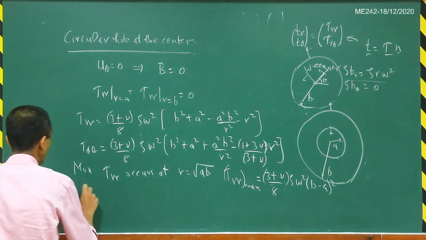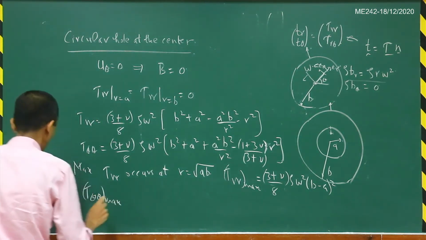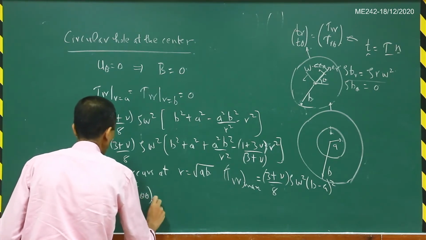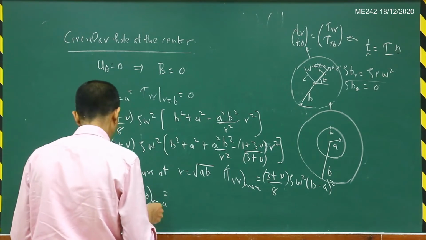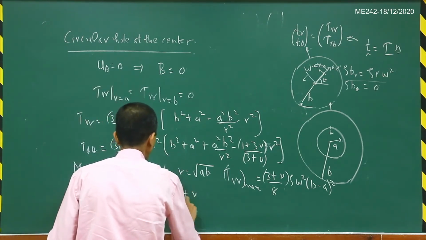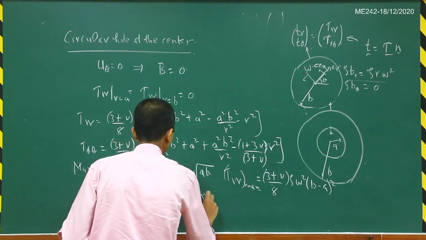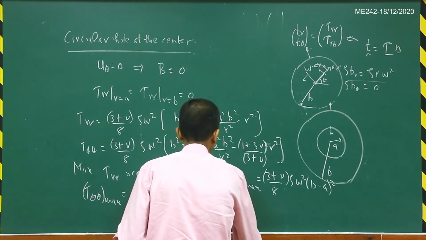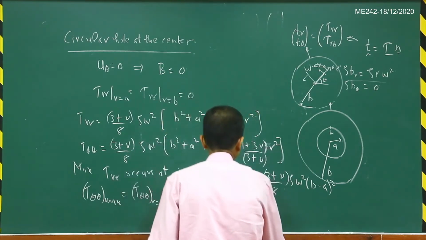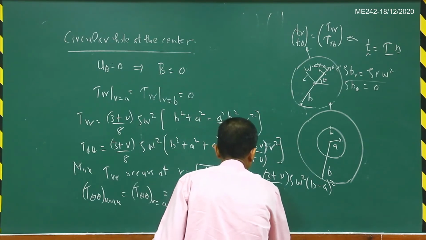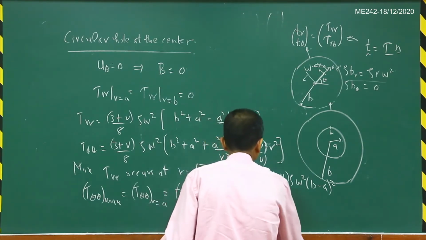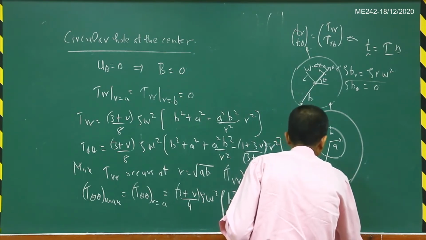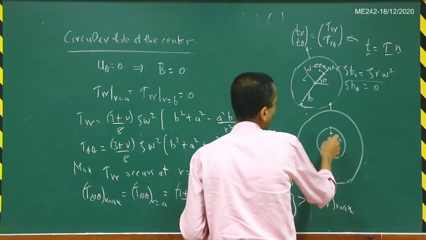And what about tau theta theta max? So this is equal to tau theta theta at r equal to a, and so this is equal to (3 plus mu) divided by 4 times rho omega square times b square plus (1 minus mu) divided by (3 plus mu) times a square, and this is greater than tau r max.